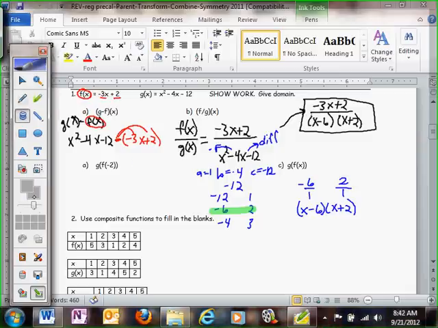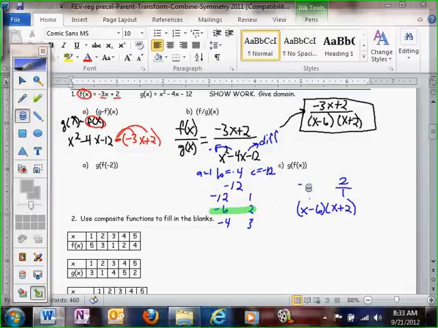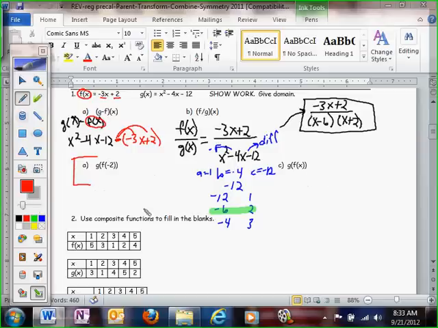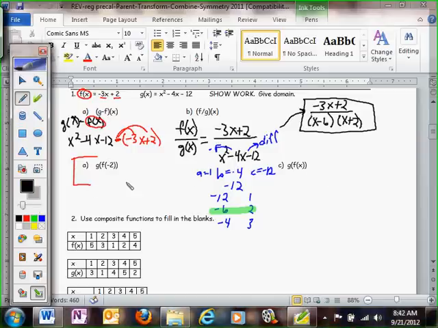Okay, so that takes care of that part. Now, let's go down here and let's look at C. C, this bottom set of A, B, and C down here, these are composition of functions, or functions of functions. This is where you plug one function into another function. So here we want to do G of F of X. That means we want to plug F of X into G.